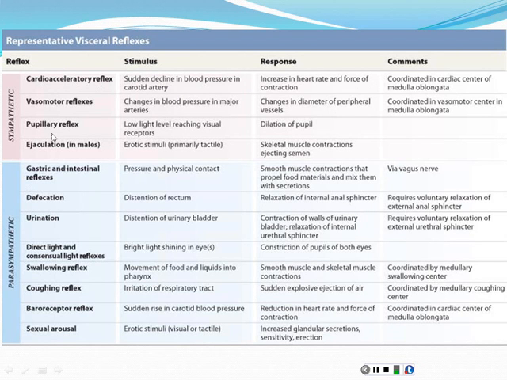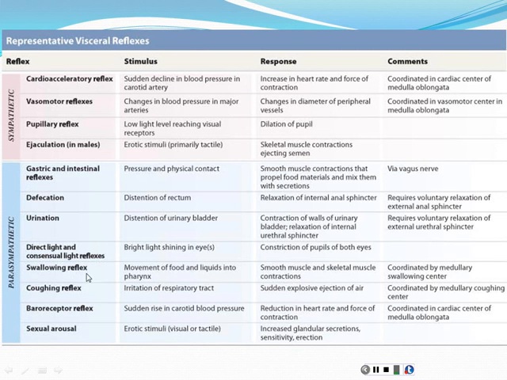The pupillary reflex, we've all seen this. When you shine a light at somebody's eye, their pupil gets smaller. And that is a visceral reflex. When light levels are too high or too low, there's either dilation or constriction of the pupil to accommodate for that. All right.